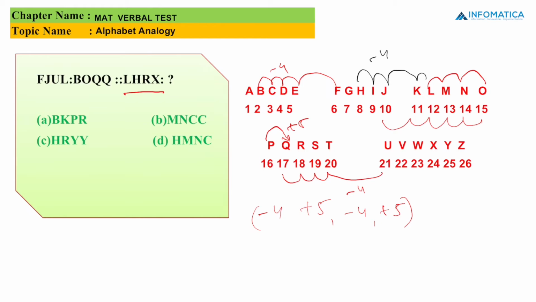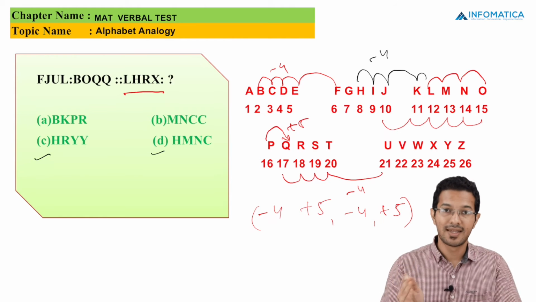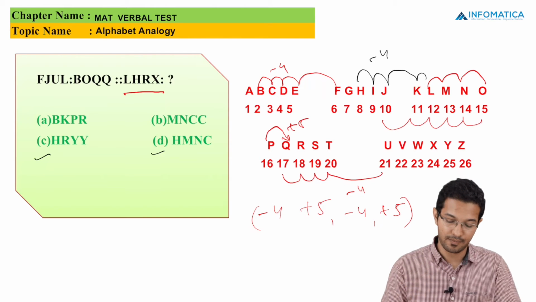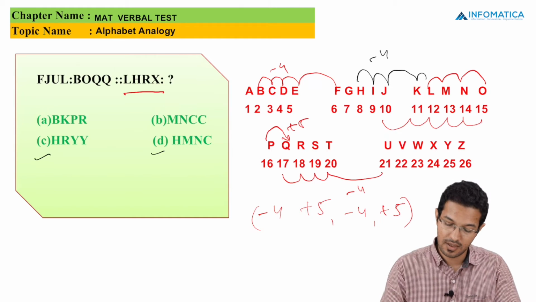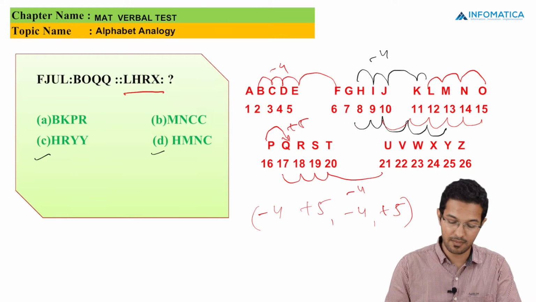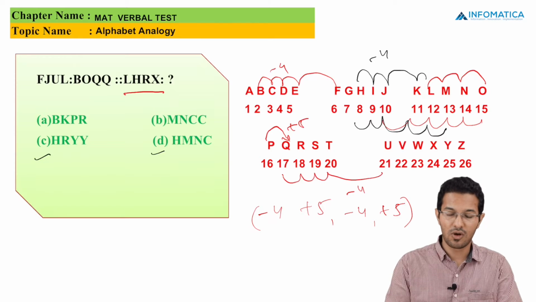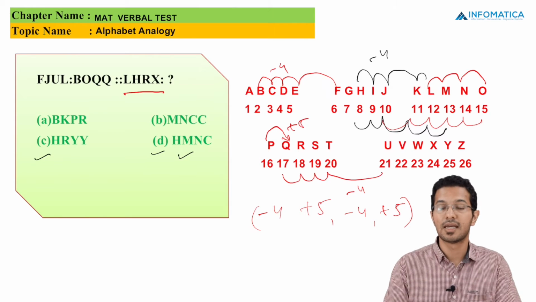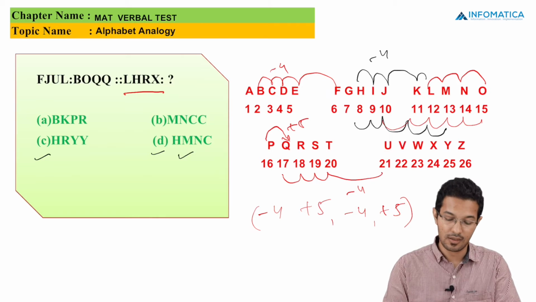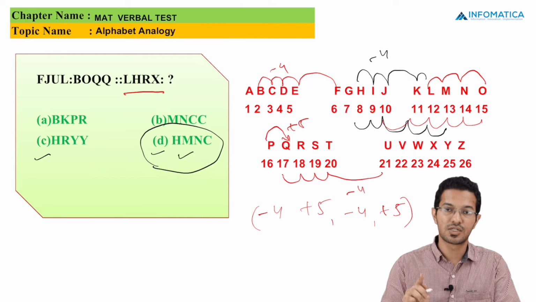If you see the options, we are having option D and option C with the first letter as H. Now in the next I have to go plus 5 steps ahead. So H से मुझे 5 steps आगे जाना है. H से 5 steps आगे, which is 1, 2, 3, 4 and 5, which is nothing but M. So if you see the options, I'm having M in the option number D. So the answer to this question is H, M, N and C.